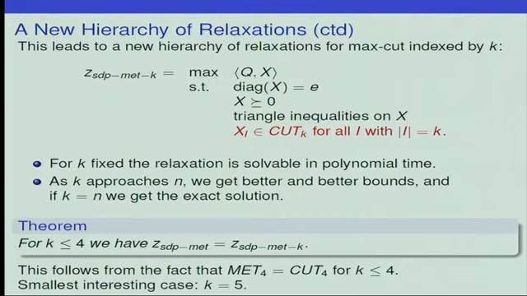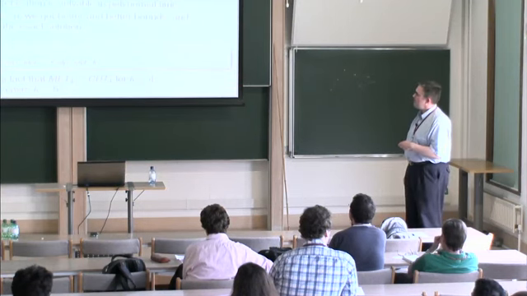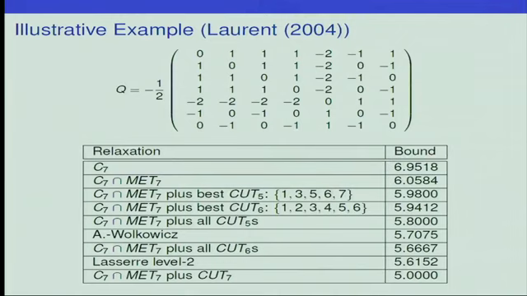But even I'll continue, and maybe that'll clarify things a bit. So here's a small example based on a max cut problem that was used by Monique Laurent in a paper in 2004. This is the objective matrix for a 7-node max cut problem.